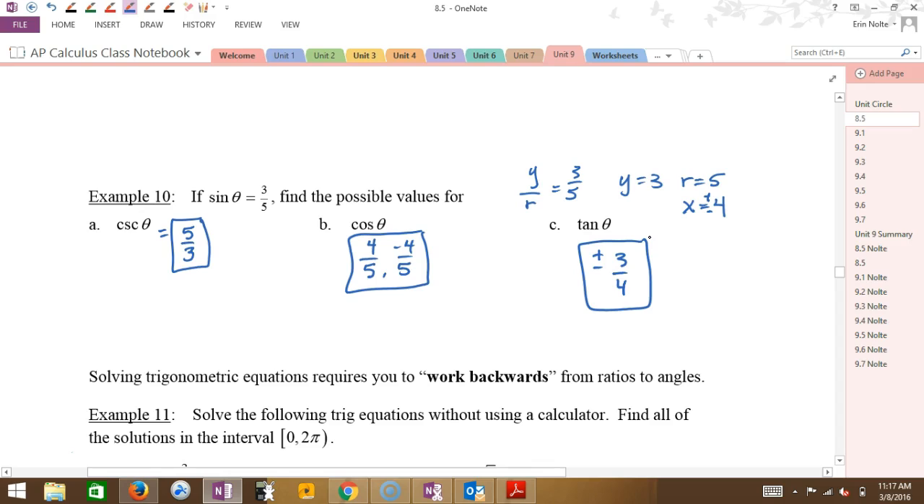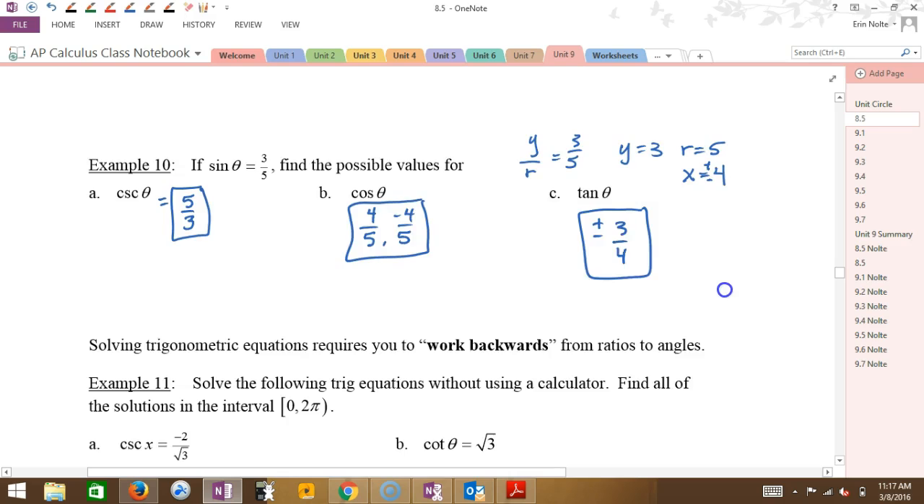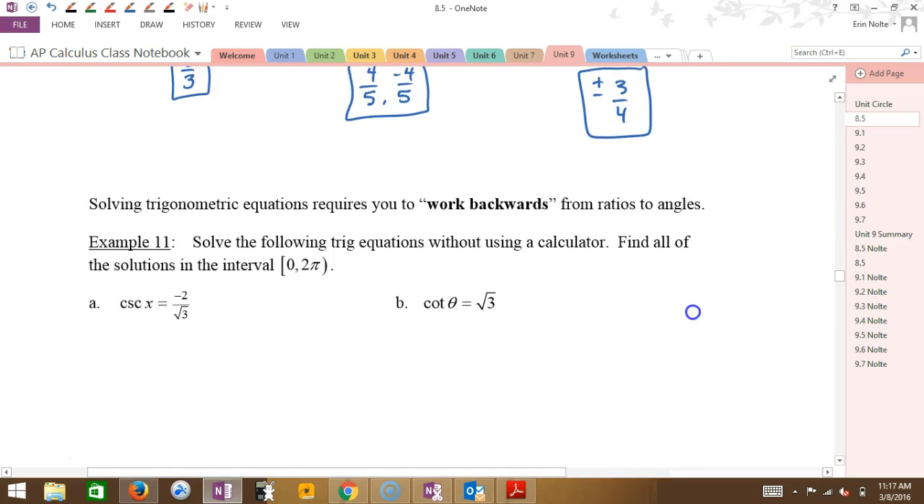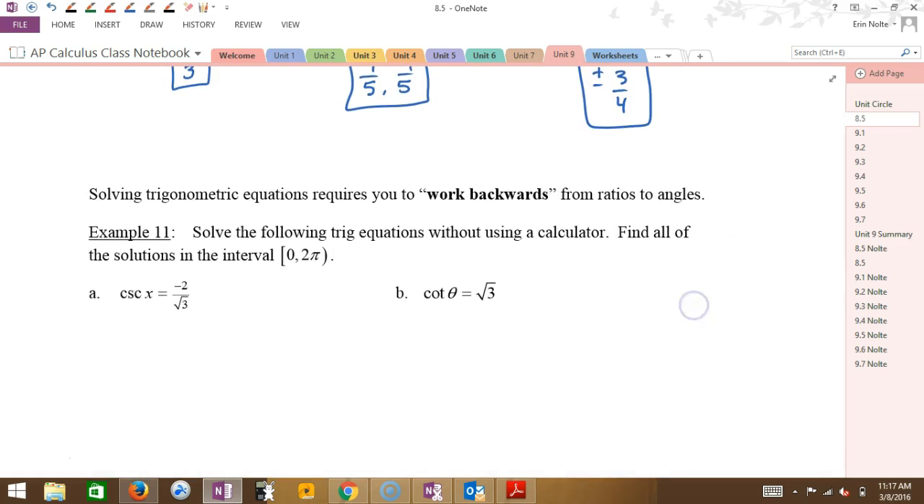Now, solving trig equations requires you to work backwards. We're covering a lot of trig in this section. So what you're going to want for this is to get your unit circle, because we're going to work backwards and we're trying to solve for our angle. Notice we are looking for an angle.